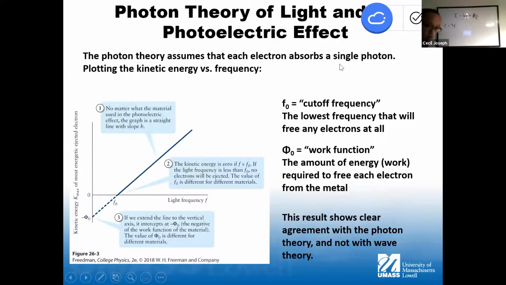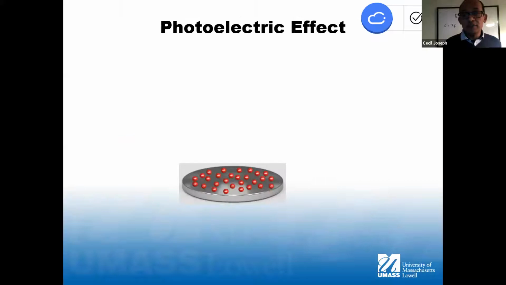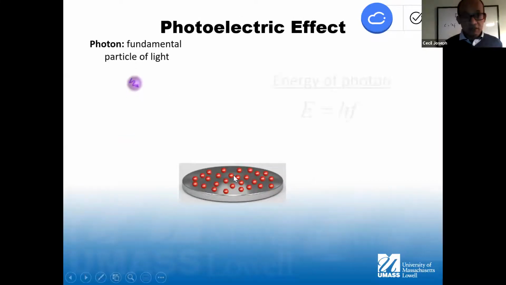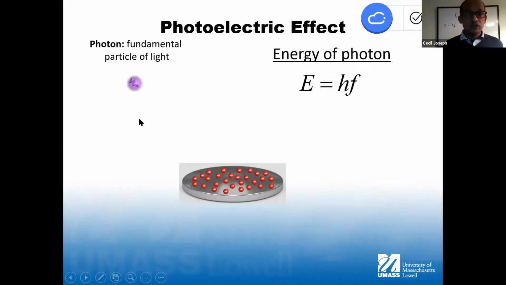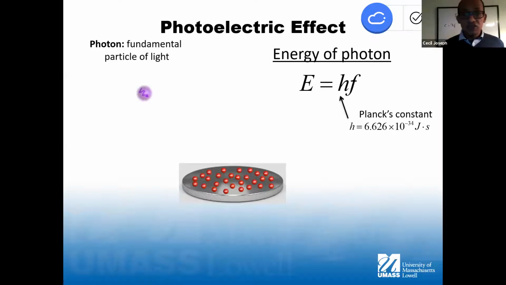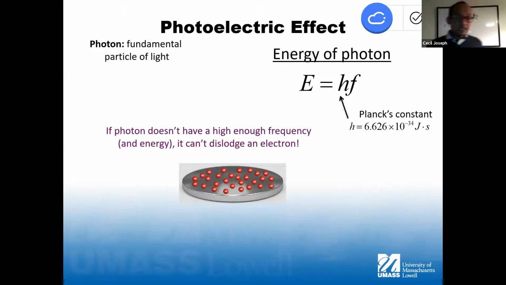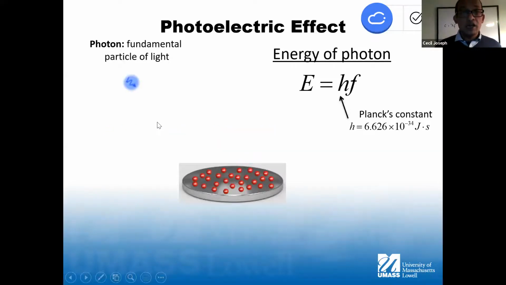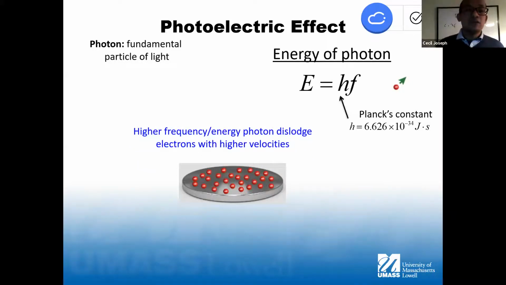Now let's go back to this. So now let's discuss what we mean by kinetic energy of this ejected electron. This is an animation in a sense. You have a photon, which you can think of as a fundamental particle of light. The energy is hf. h is a really small number. The idea is, if the photon doesn't have a high enough frequency, which means it doesn't have enough energy, it can't dislodge an electron. However, if it does have enough energy, it is absorbed and it emits an electron.